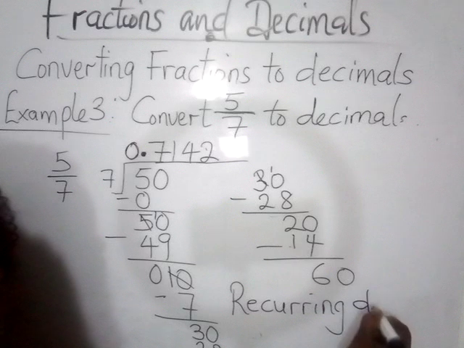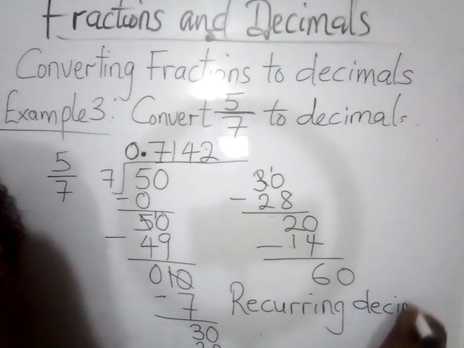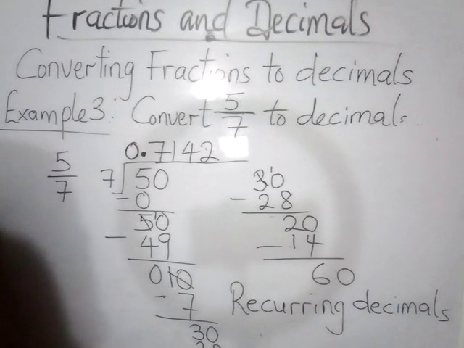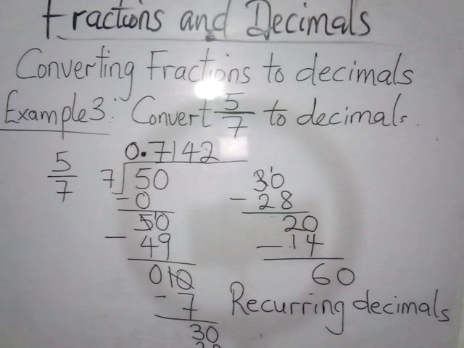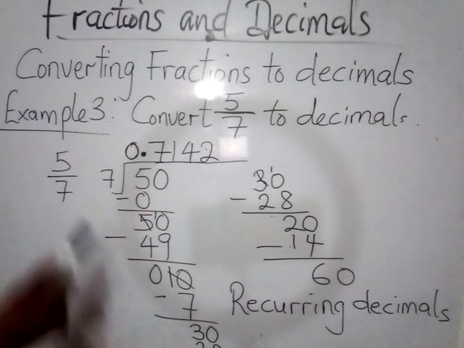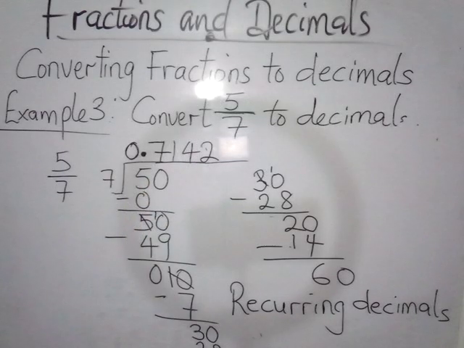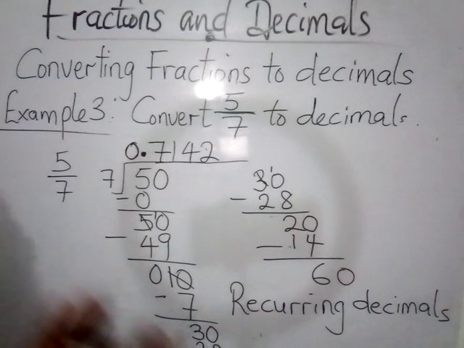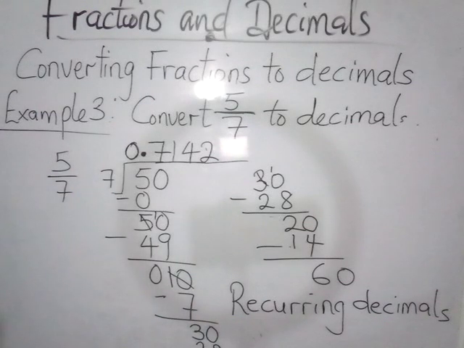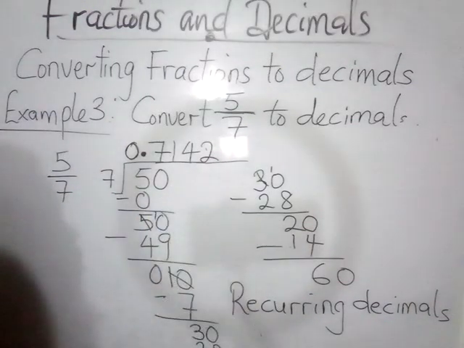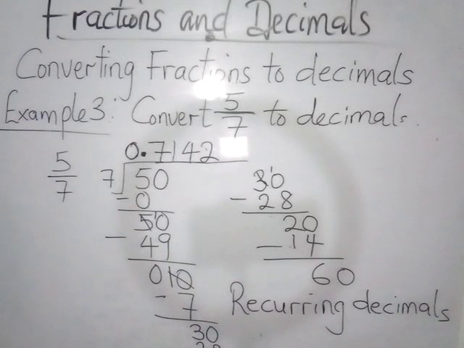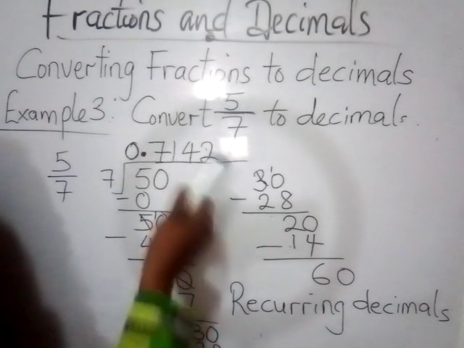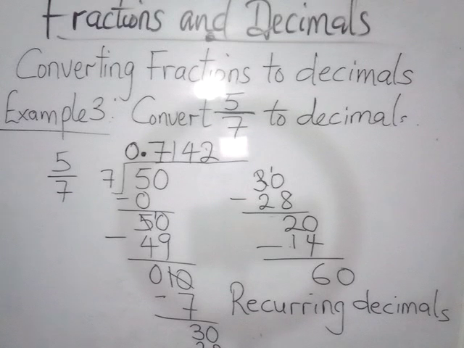Such fractions, decimals, we call them recurring decimals. They just keep going on and on and on. So if you encounter this type of decimals when you're doing your conversion from fraction to decimal, you choose when to stop. And it's advisable you stop when you get to the 3rd or 4th digit at most after the point. Just stop and do your rounding off.